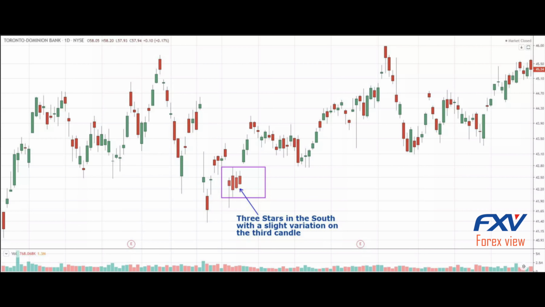This is called confirmation. The three stars in the south is a bullish reversal pattern with four characteristics. The market is in a downtrend.